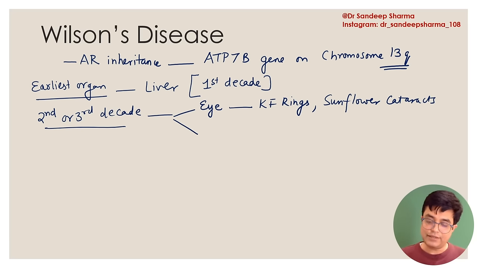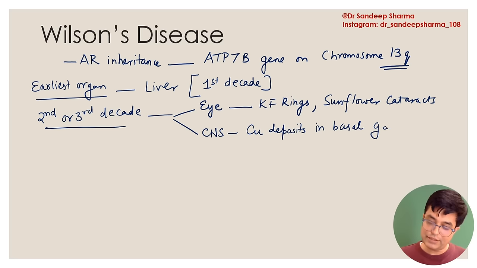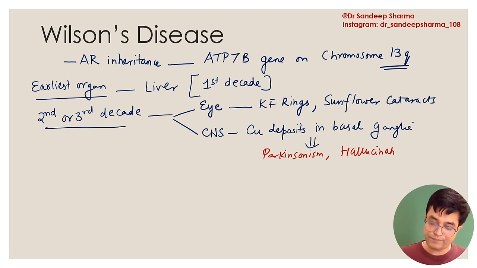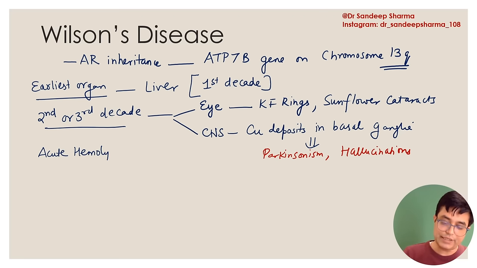And sometimes there can be CNS involvement where copper gets deposited in the basal ganglia. Because of this, these patients can develop features similar to Parkinsonism. So Parkinsonism-like features and neuropsychiatric features like hallucinations can occur in the patient. Sometimes acute hemolytic anemia can also be seen due to free copper getting released into the bloodstream. So these are the manifestations of Wilson's disease.